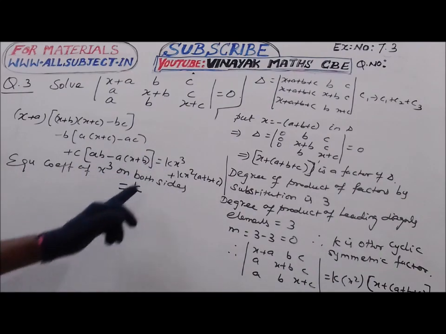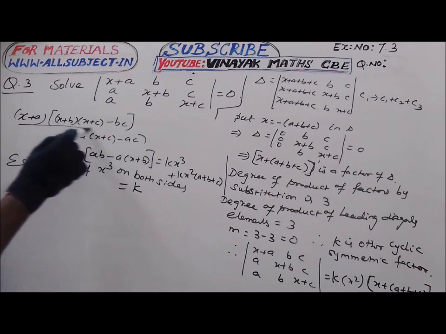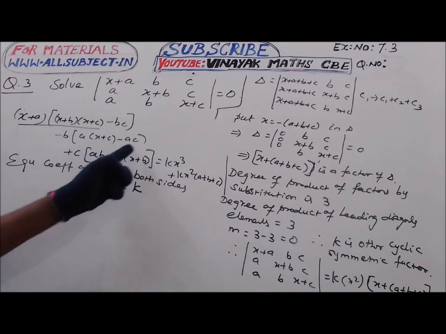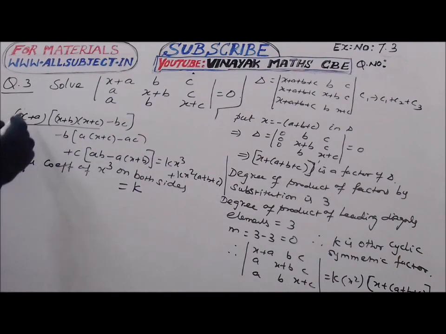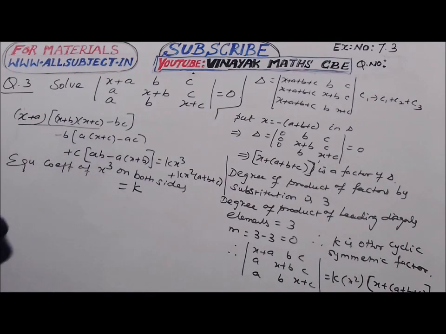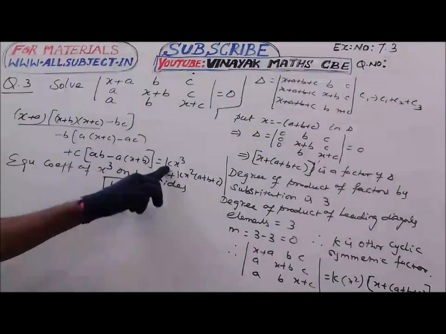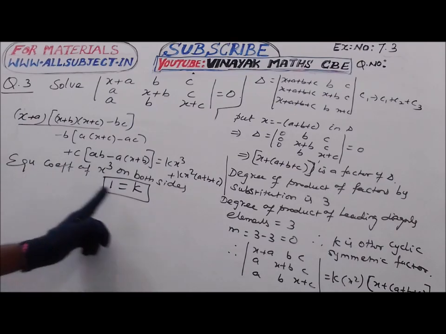On the right side we have k. On the left side, listen here, multiplying these three factors, x into x into x, gives x cube. No other x cube term exists in the remaining terms, so we have only x cube from multiplying these three factors. The coefficient of x cube is 1. So equating the coefficient of x cube on both sides, k equal to 1.